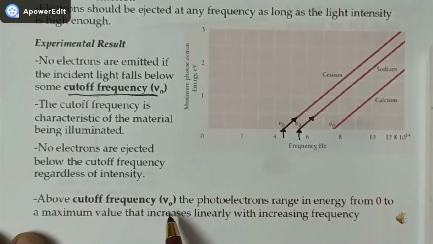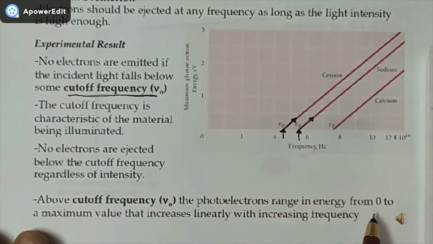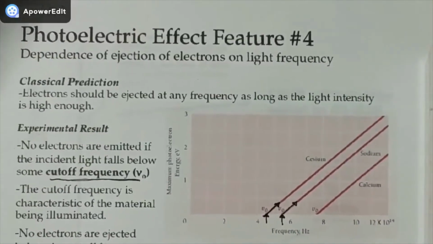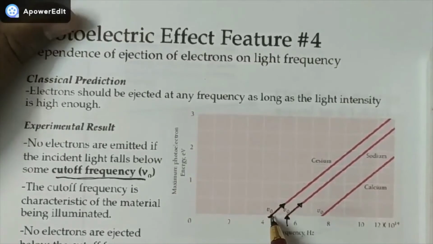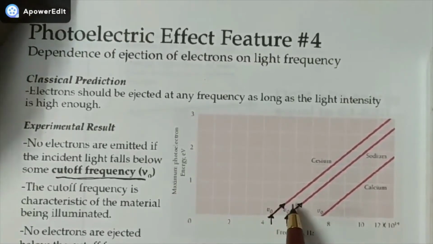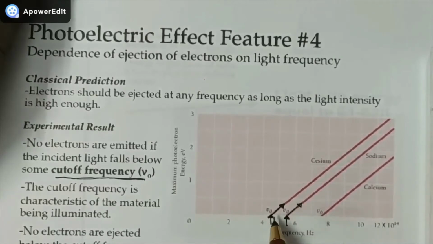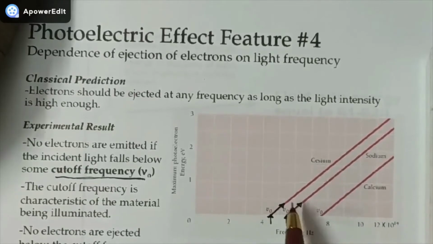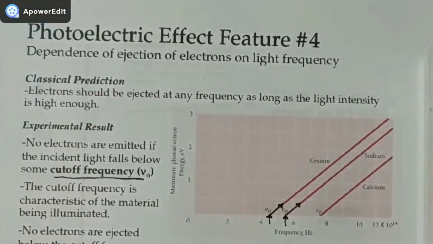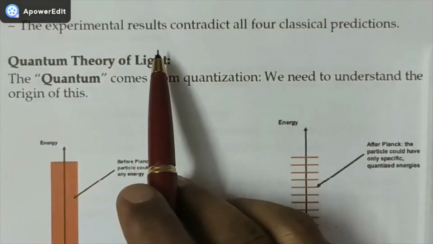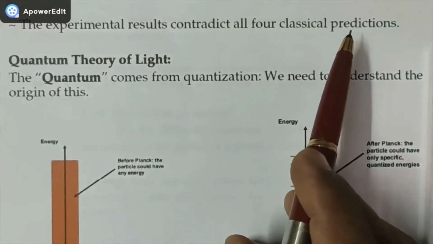Above the cutoff frequency, the photoelectrons range in energy from 0 to a maximum value that increases linearly with increasing frequency, as you are seeing. After this cutoff frequency, the emission of photoelectrons increases, and it increases linearly with the frequency. If I keep on increasing the frequency, the number of electrons coming from the metallic surface increases, and it is linearly related to the frequency. So this is the fourth feature of the photoelectric effect, which also cannot be explained on the basis of the classical understanding of the wave nature of electromagnetic radiation. Now, we know that all the experimental results contradict our classical prediction about the photoelectric effect.